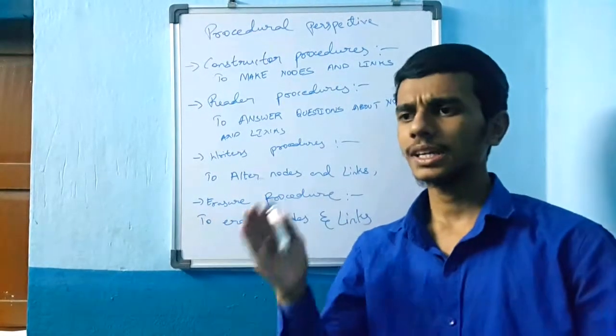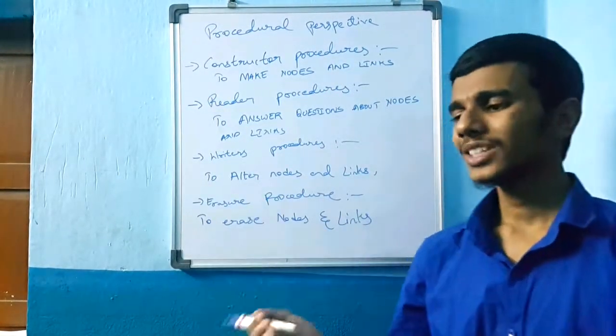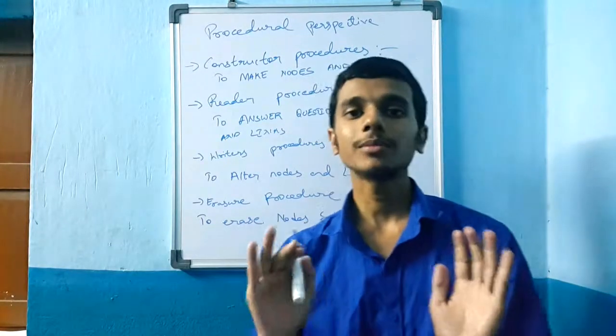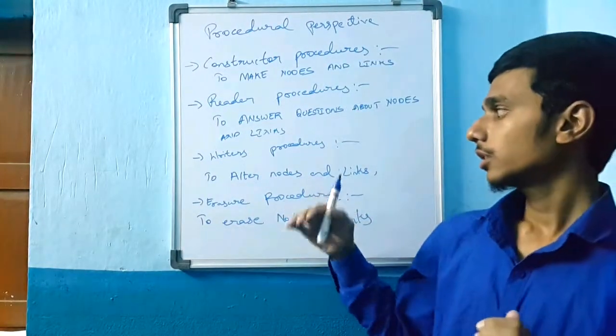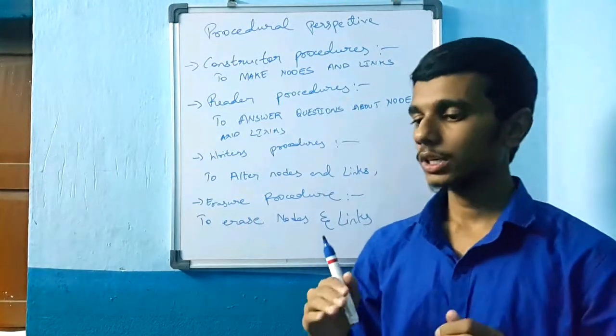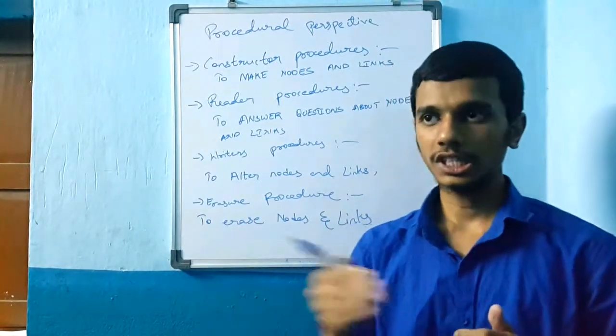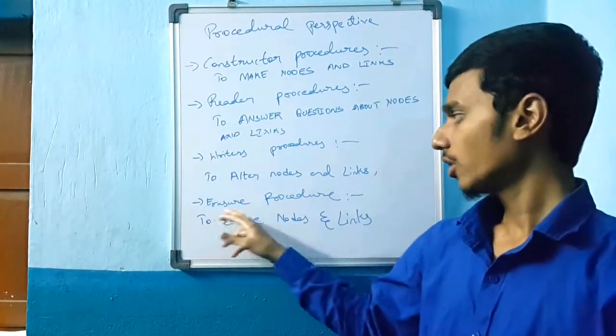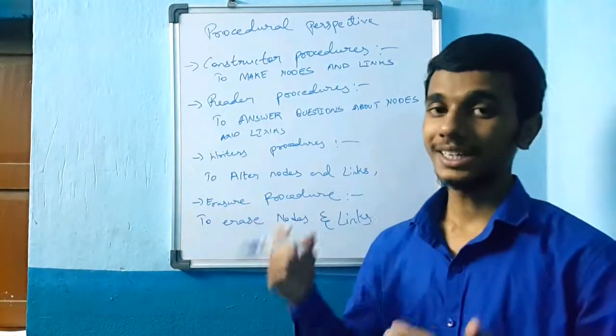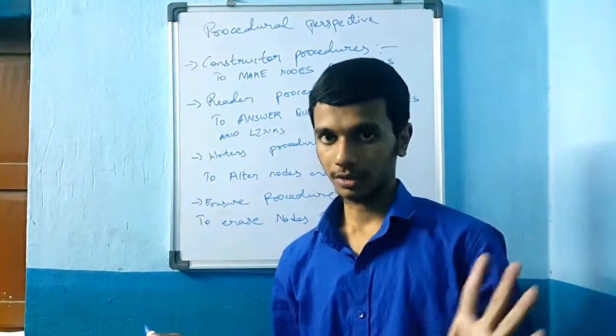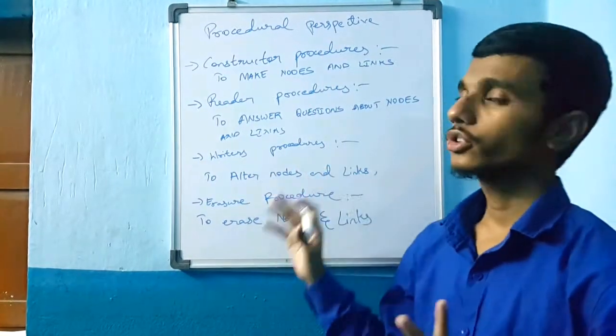For example, after making a semantic net, if you want to alter it, or change it, alter means delete, okay? So if you want to alter it, then you can do it. Alter means, for example, changing the speed also. Now the erasure procedure, by the name, will erase or delete the links or nodes. This is simple. This is about the procedural perspective.